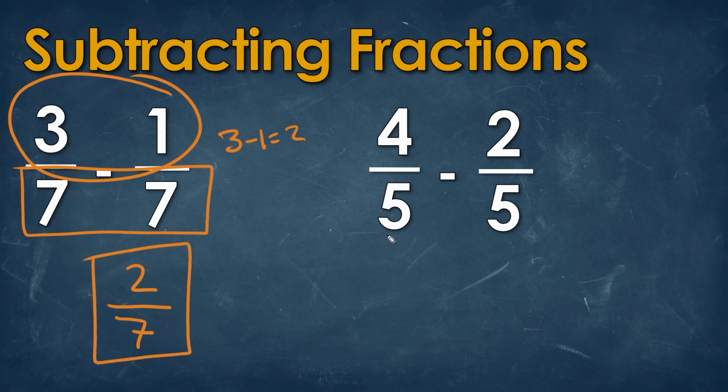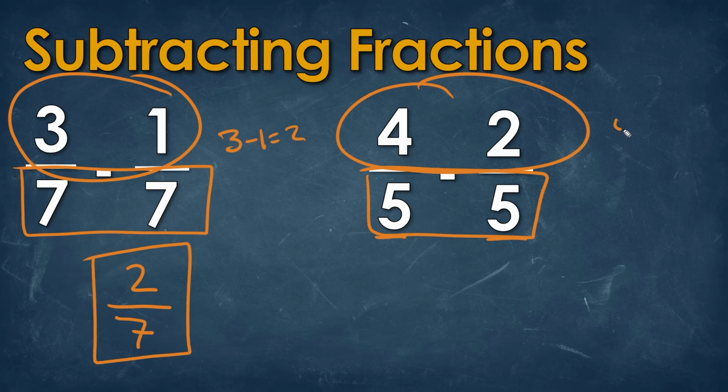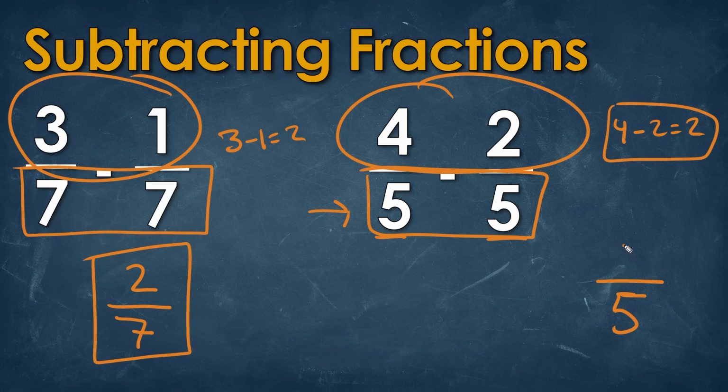Moving on to the next question, we have to make sure that those denominators are the same. If they are, then all we have to do is just subtract the two values at top. So 4 minus 2 is going to equal 2. So whenever we set up our fraction, we keep the denominator the same, right? That number on the bottom will be the same, which is 5. And then our subtraction of those two values, which is 2. So our answer is 2 over 5.